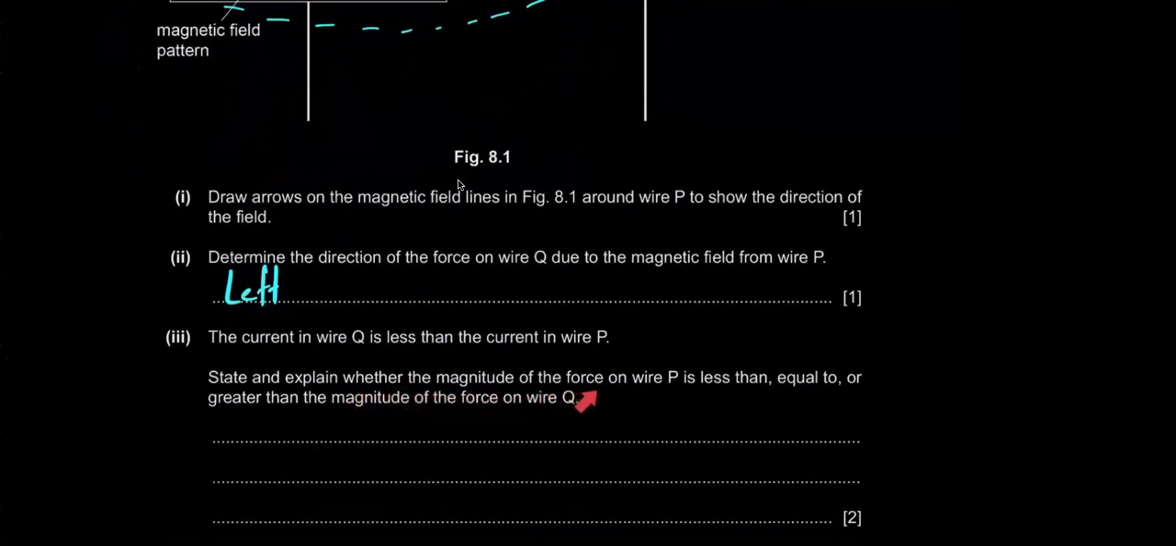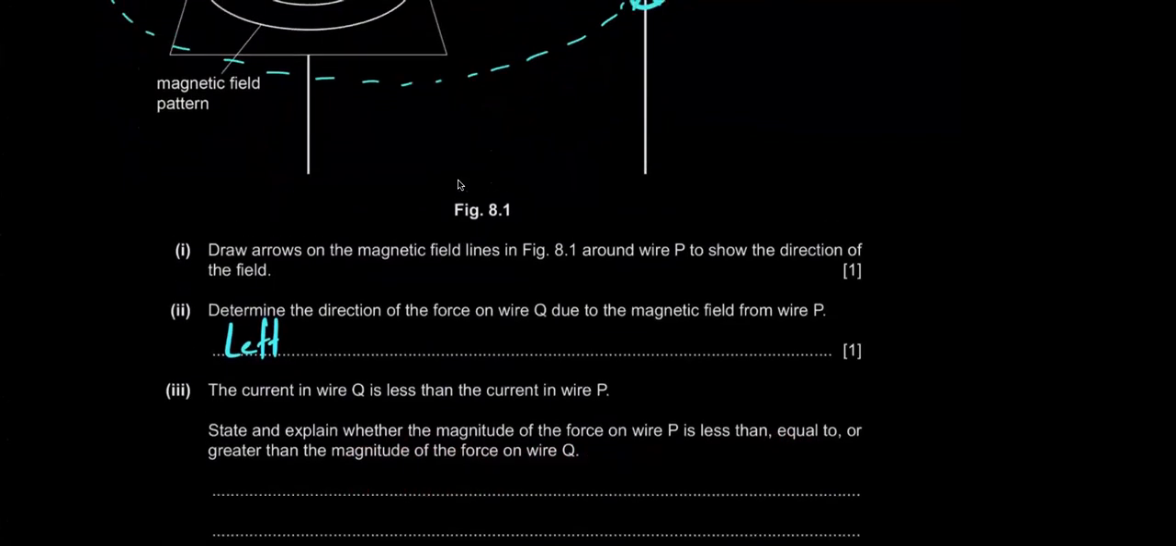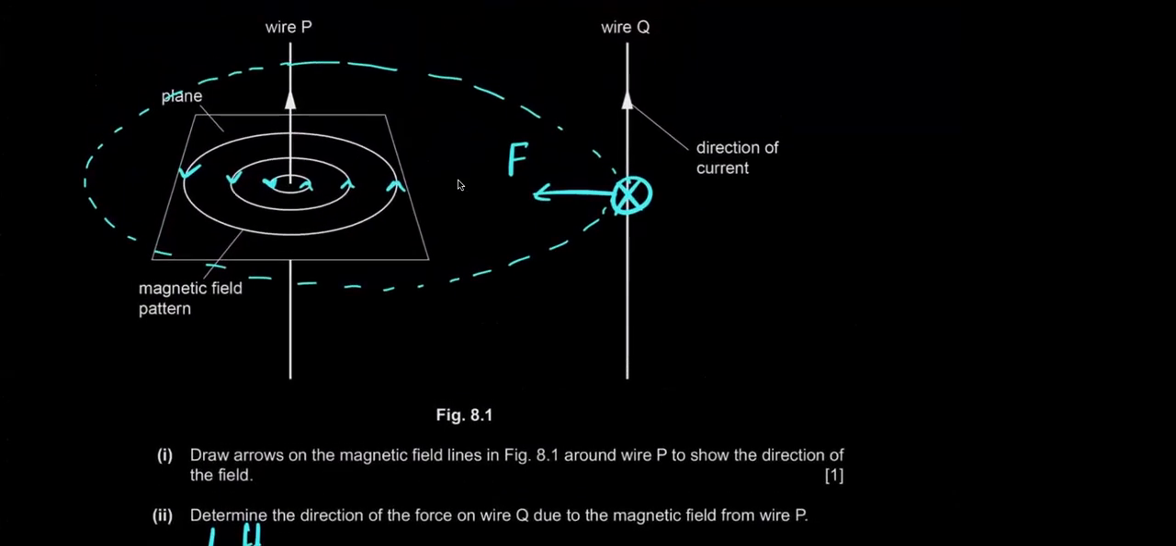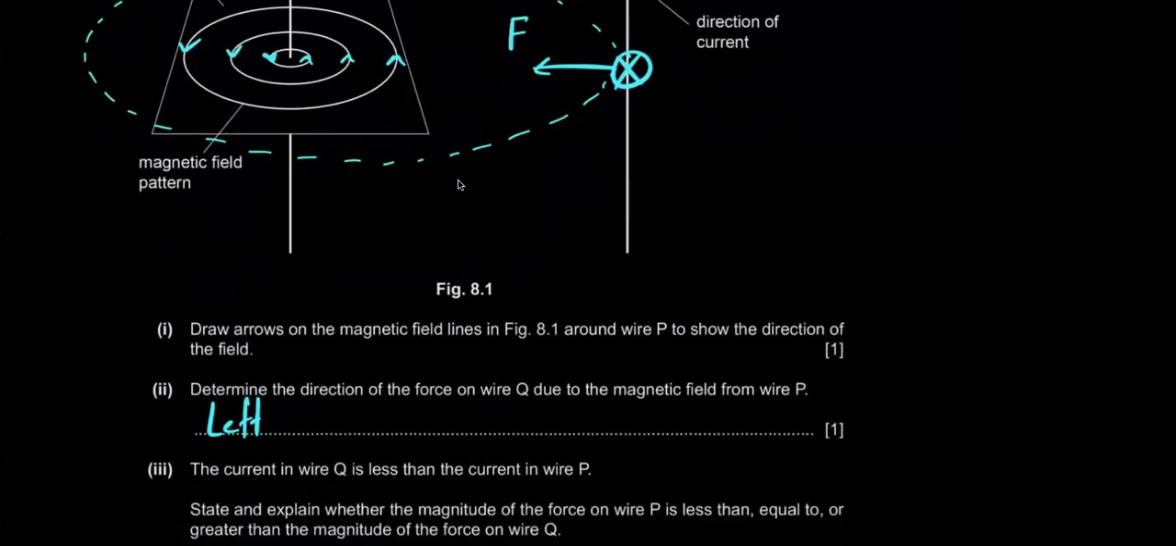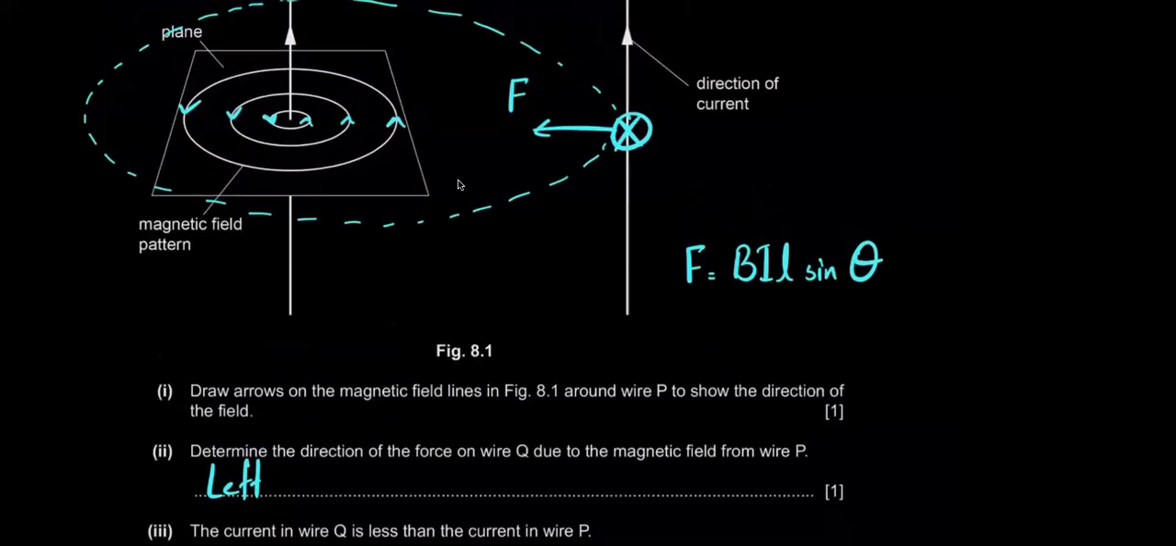State and explain whether the magnitude of the force on wire P is less than, equal to or greater than the magnitude of the force on wire Q. So for this case, if I think about this, what I'm told is that the current in wire Q is less. So if I think about the magnetic force equation, that is what your equation looks like, F equals BIL sine theta.